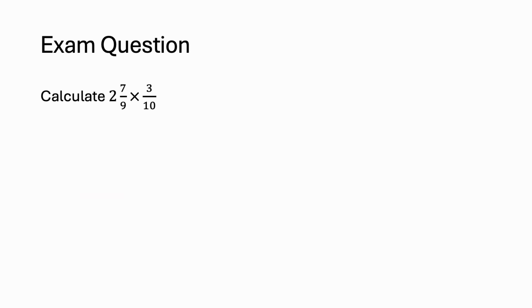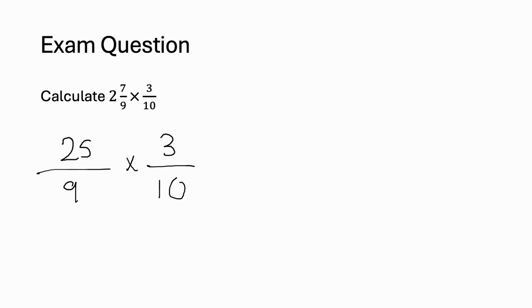Okay, so let's look at this one. First of all, we need to turn this mixed number into an improper fraction. So to do that, we do 2 times by 9, which is 18. And then we do 18 plus 7, which is 25. So 25 over 9 times by 3 over 10.